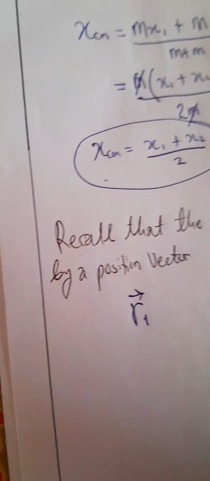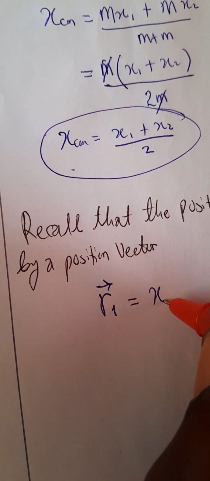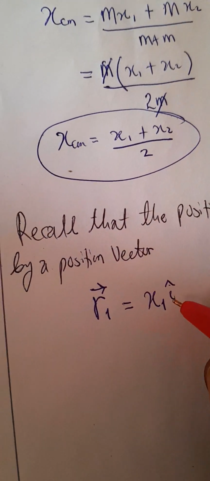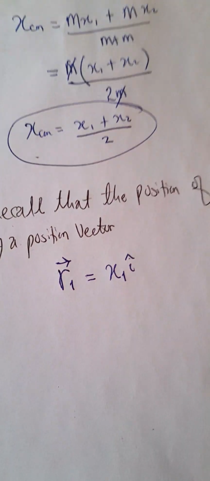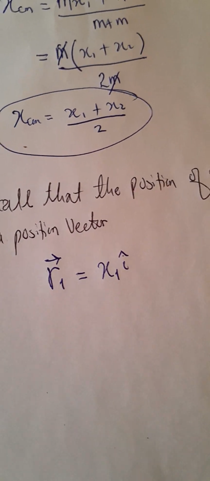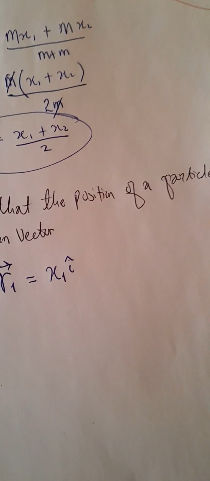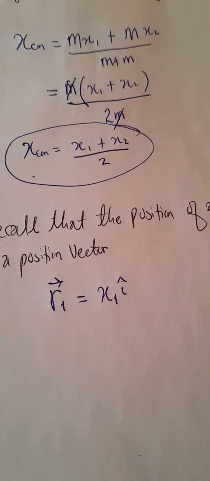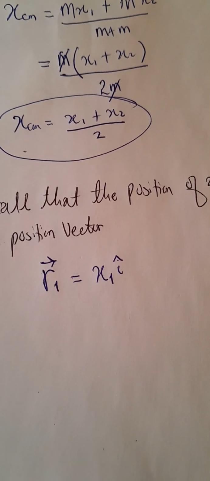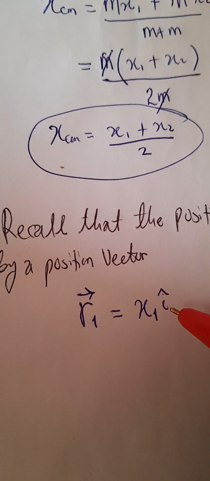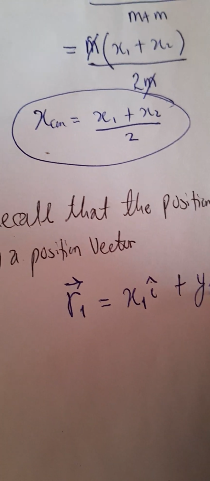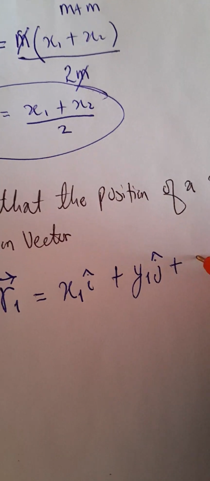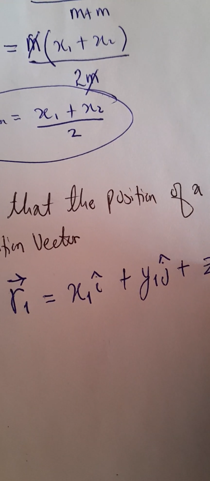r1 equals x1 i cap. The reason we have this i cap is that r1 is actually a vector quantity. It is the displacement from the point of origin to where the particle is. And x1 is a scalar quantity, so to make it a vector quantity, we need to bring in a unit vector, and that's what we have in i here. Plus y1, the next unit vector is j, plus z1, the next vector quantity will be k cap.